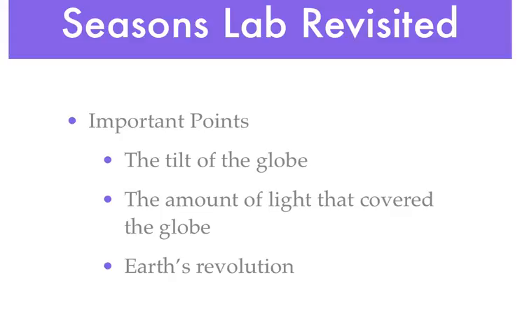And then Earth's revolution. If we didn't revolve around the sun, then we wouldn't have a change of seasons. So that's the point of having the 4 globes, to show you what it would look like for Earth to revolve around the sun and be at those 4 different distinct locations.